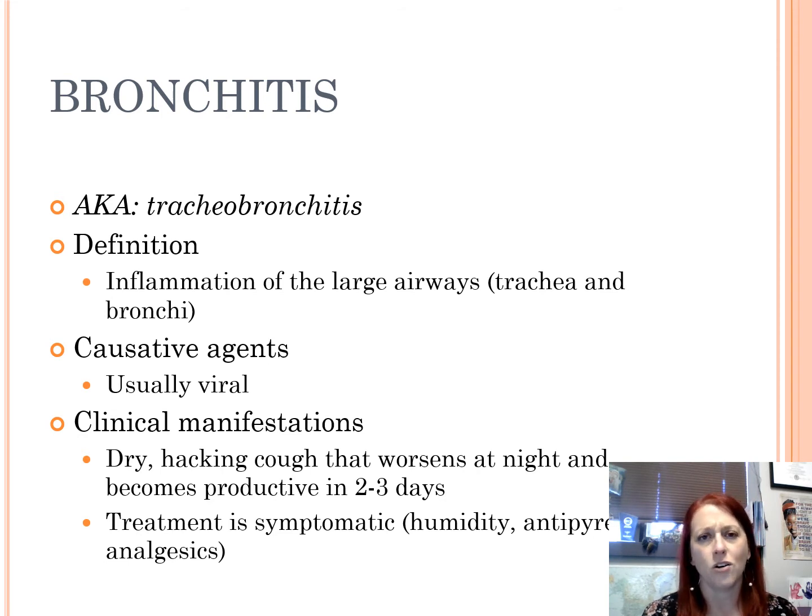A teaspoon of honey also works. So for kids older than a year, a teaspoon of honey helps coat that throat and can help keep that cough from getting too bad, especially at nighttime when kids are trying to sleep. But when they're up and moving around, we want that cough. We want them to be able to clear those secretions from that airway.